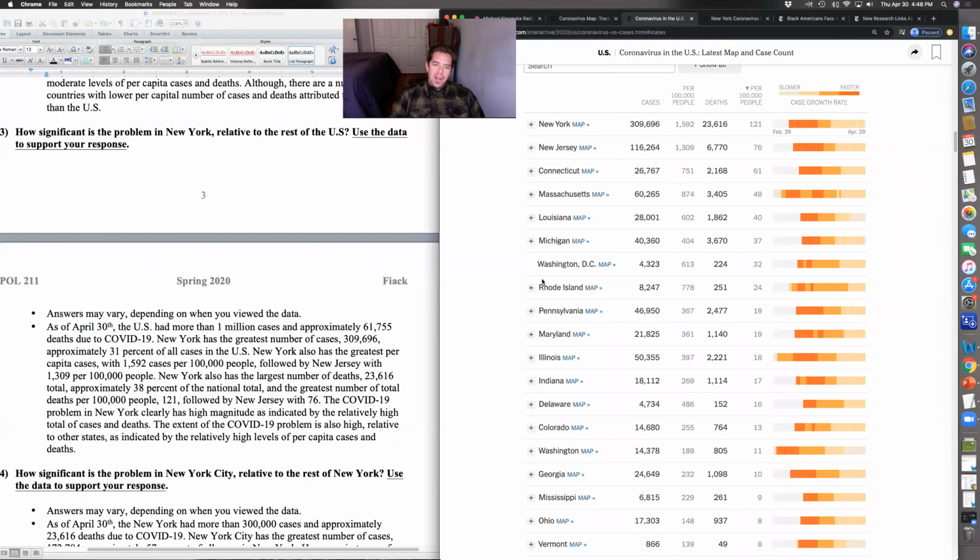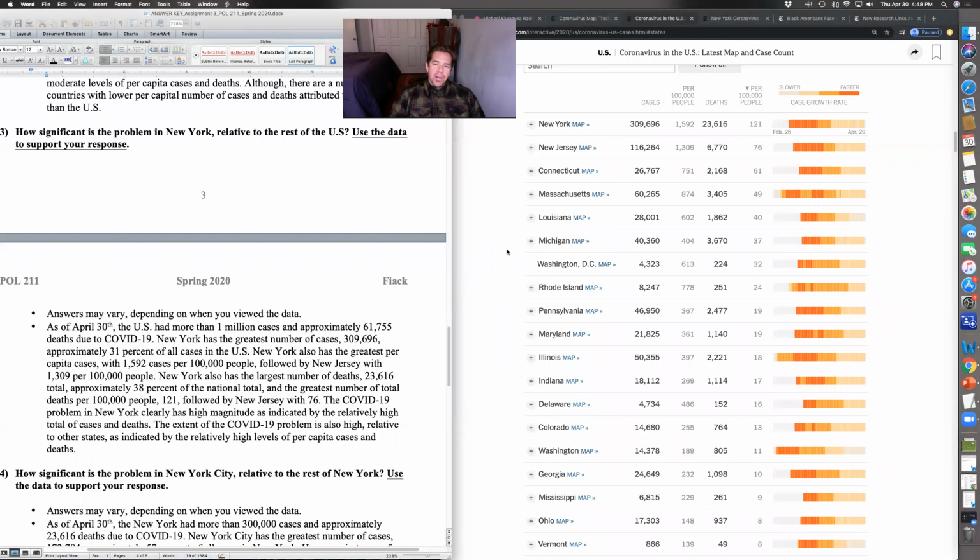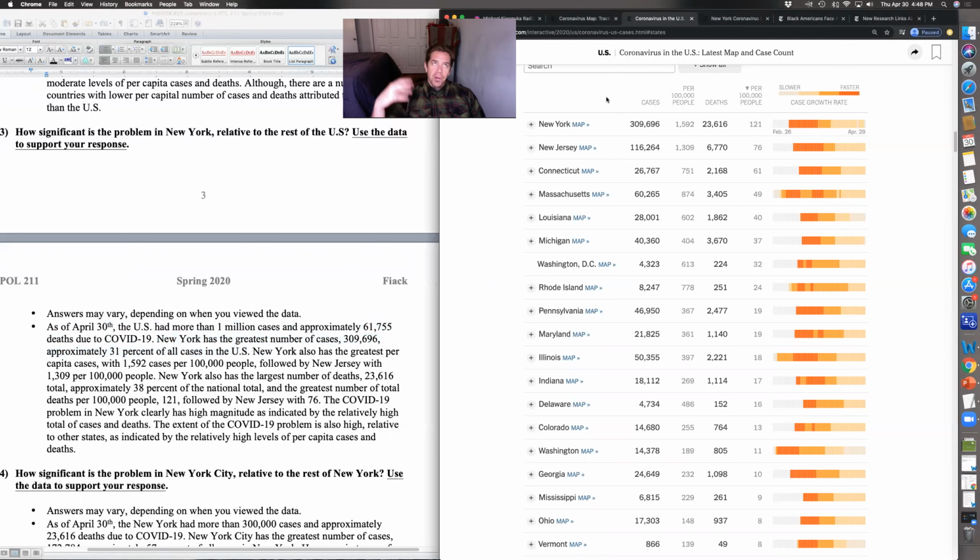So we've got 50 states, right? So how does New York compare to other places? The cases start off being ranked on total number. So New York has the greatest number of cases, 309,000, about 31% of the US's total number of cases. So just under a third, just under 1 out of 3 cases in the US are in the state of New York, right, the state.